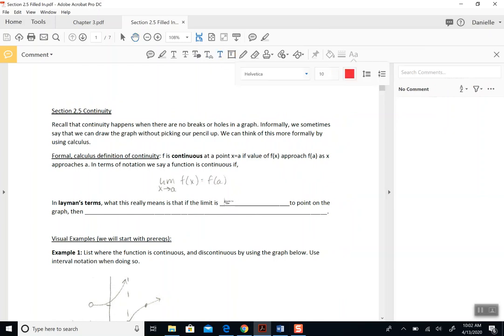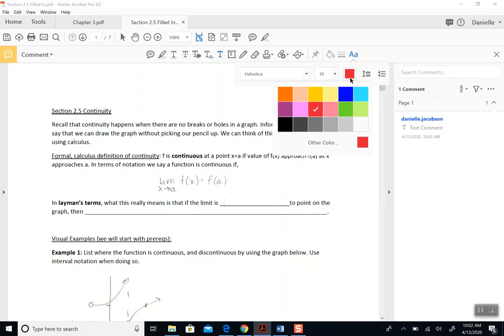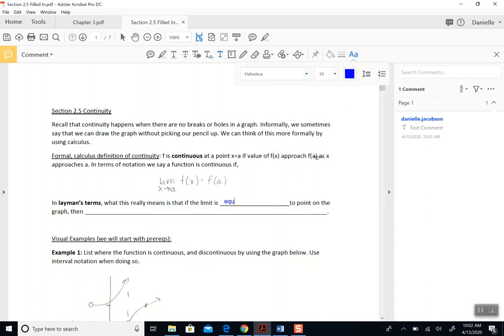if the limit is equal to the point on the graph, then we know that the function is continuous at that point.